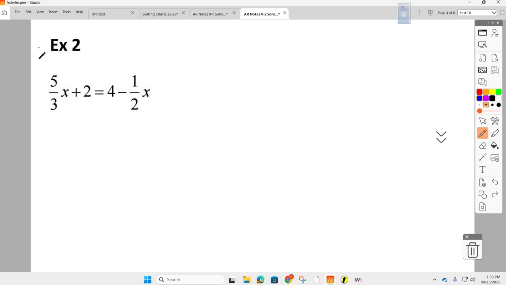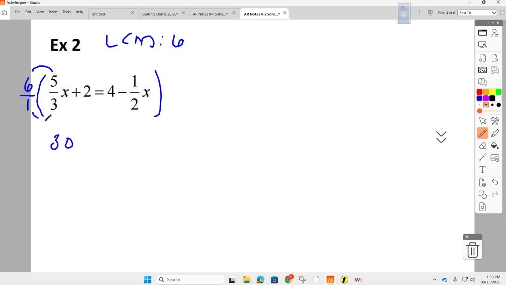All right, so two fractions. The denominators are 3 and 2, right? What's the least common multiple here? 6 again. So we're going to multiply everything by 6. And since we're multiplying by a fraction, we're going to put it over 1. Can't forget, we've got 4 terms, so we should have 4 things to multiply by. This, and this.